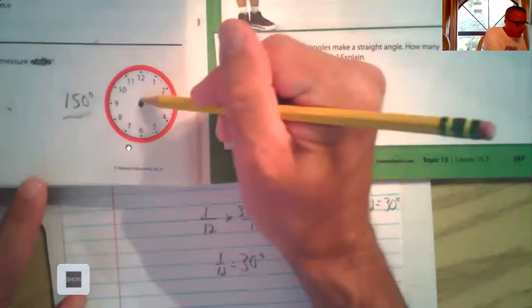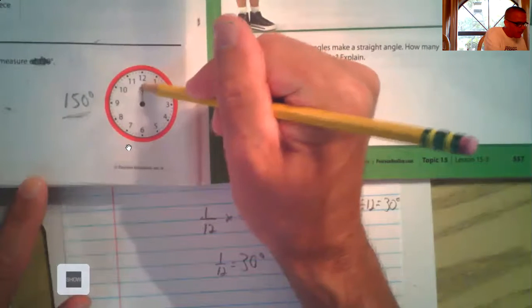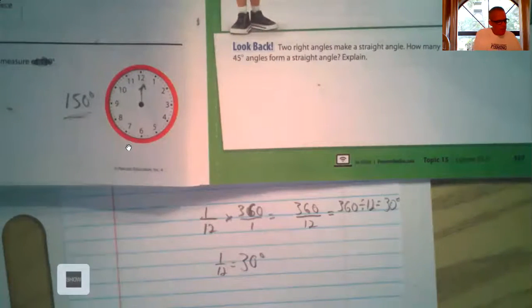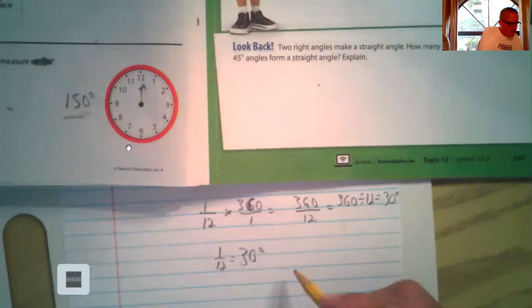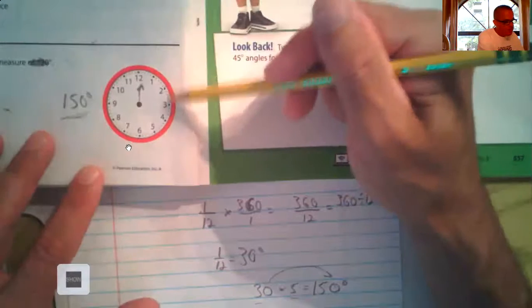Well, we're going to start off with our 12 right here. And then our angle is going to be somewhere around here. So I know that 3 times something equals 15. So 3 times 5 equals 15. So 30 times 5, 3 times 5 equals 15, and then we bring our 0 over. So 30 times 5 equals 150 degrees. So that would be 5 different equal turns.